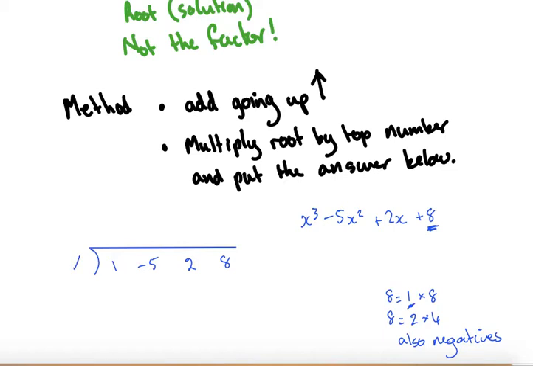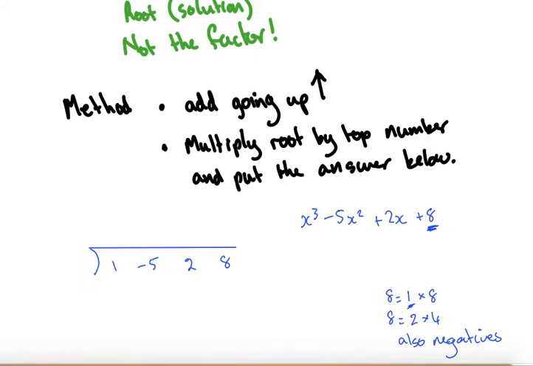So I've got nothing below the 1, so I add 0 and 1 is 1. You always start with a 0 there. 1 times 1 is 1. Negative 1 and negative 5 make negative 4. Negative 4 and 2 make negative 2. And 1 times negative 2 is negative 2. Plus 8 is 6. I have a remainder of 6. That means it's not a factor. It's back to the drawing board. So I start again. We have to do a bit of guessing, some educated guessing. So 1 didn't work. So I'm going to try 2.